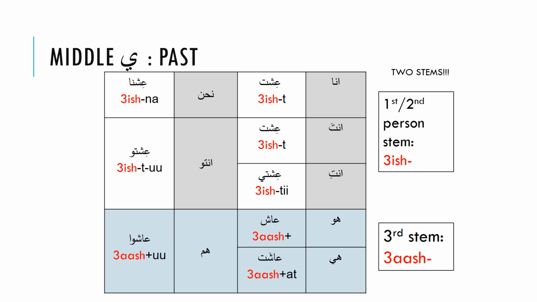But in the first and second, it's a little bit different in that instead of an aa sound, it's an ee sound. Ana ishtu, inta isht, inti ishti, nahna ishna, intu ishtu, wa huwa ash, hiya ashet, wa hum ashu. Again, we have two stems.